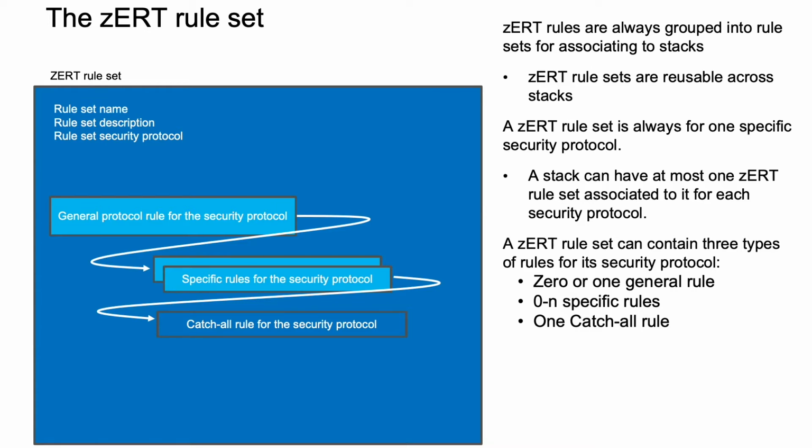In NCA, a ZERT rule set can contain 3 types of rules for its security protocol: 0 or 1 general rules, 0, 1, or multiple specific rules, and 1 catch-all rule. The catch-all rule is not a separate rule object. It's specified directly in the rule set and generated for you by NCA.